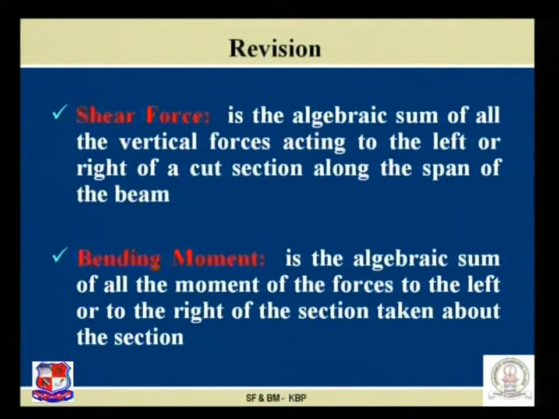Then how is the bending moment defined? Bending moment is the algebraic sum of all the moments of forces to the left or the right of the section. Means for a given beam we have to divide the beam into two parts, either the left part or the right part. If we are taking the left part, then the bending moment is the algebraic sum of all the moments of the forces.